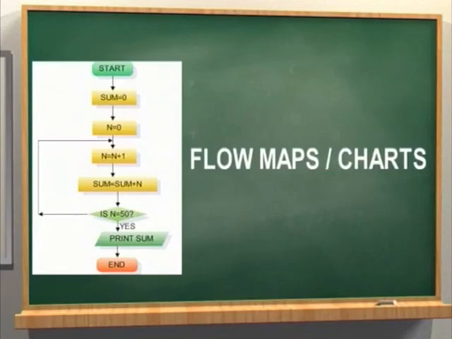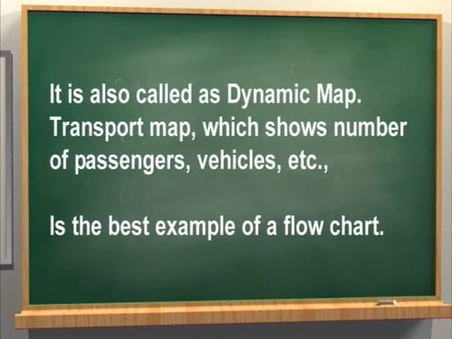It also shows the frequency within certain groups of information. Now, let us have a look at the flow chart or flow maps. A flow chart is a combination of graph and map. It is drawn to show the flow of commodities or people between the places of origin and destination. It is also called the dynamic map. A transport map, which shows the number of passengers, vehicles, etc., is the best example of a flow chart.